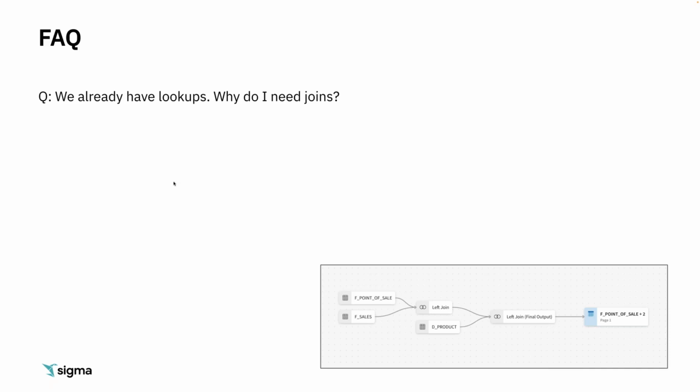So one question that I've gotten is, well, we already have lookups, so why do I need joins? Now, if you're not familiar with lookups, I'm going to demo lookups in a second, because that's one of the grab bag items where we've enhanced some of the lookup lineage functionality.